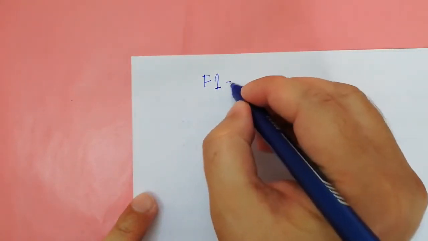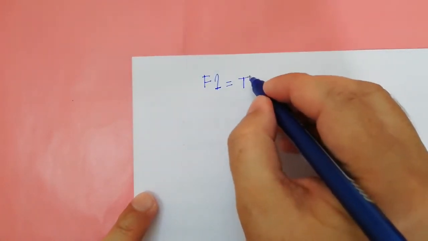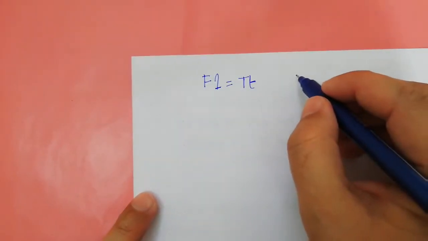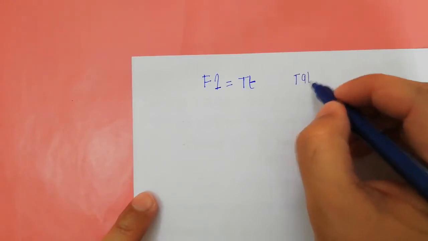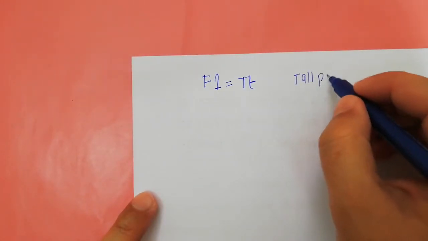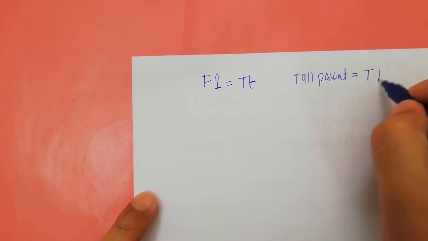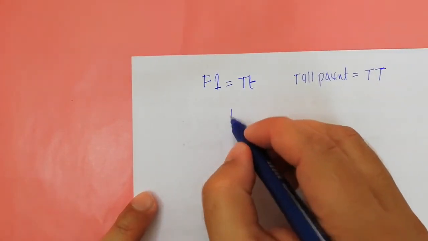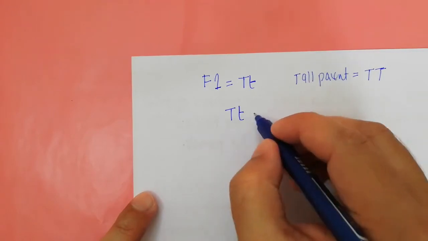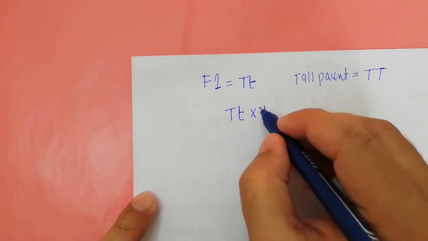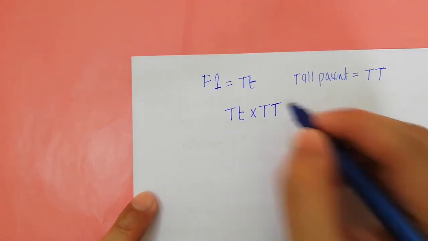The F1 is actually the capital T and the small t, heterozygous tall. And the tall parent given to us in the first place was homozygous tall. Now what this means is that you have to cross the heterozygous tall to homozygous tall. This is what you are going to get now.